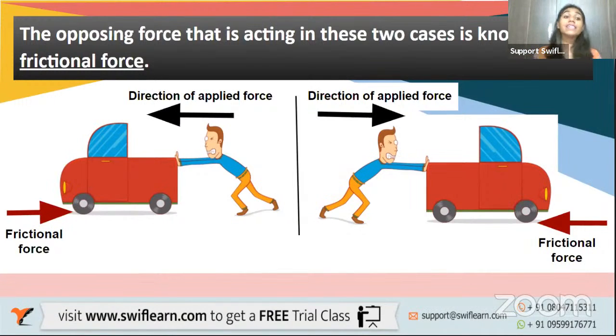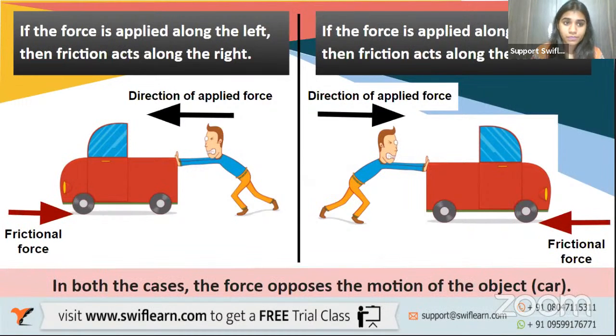So now let us look at the definition of frictional force. Okay, the opposing force that is acting in these two cases is called frictional force. Okay, now if the force is applied from left to right, then frictional force will be applied along the right. Or if the applied force is from the right, then frictional force will be from the left. Okay, that means whichever direction is your applied force, frictional force will always be opposite to that direction.